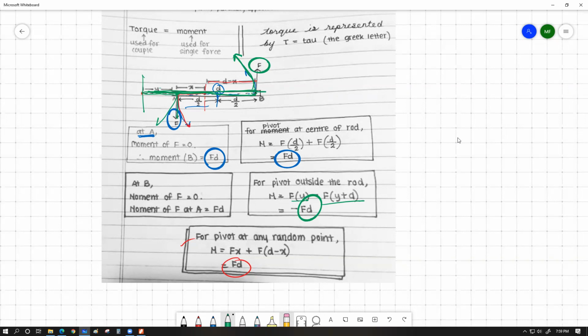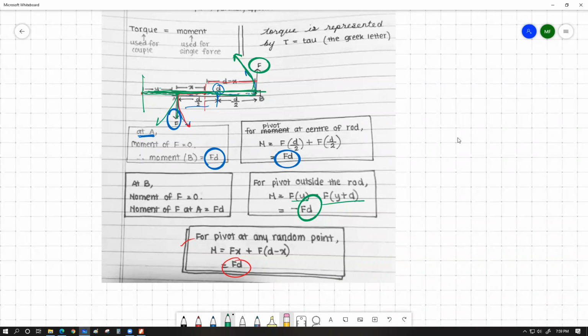The point that I'm trying to show you over here is that no matter which point I consider for our pivot point, we're going to end up with the same expression: the torque or moment produced by a couple is actually Fd, not 2Fd. So one of the forces multiplied by the perpendicular distance between them gives us the magnitude of the torque produced by a couple. So that's an important factor.